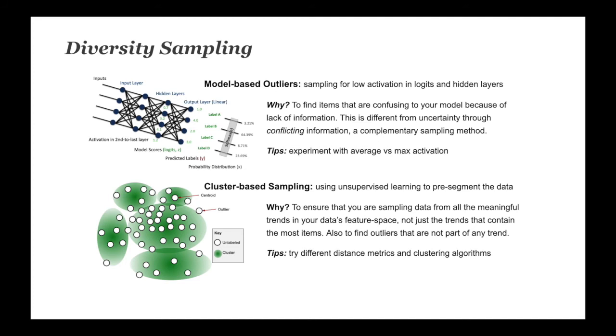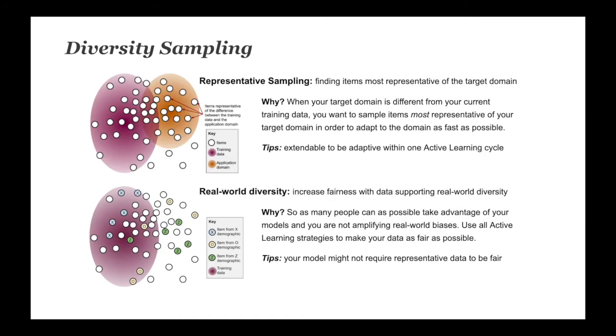Cluster-based sampling is probably the most common method of diversity sampling. And so that is simply clustering your data and selecting from each cluster equally. Representative sampling, you can think of as a variation on clustering. So you can think of it as creating one cluster that contains all your current training data and a second cluster that contains all the data that doesn't currently have a label.